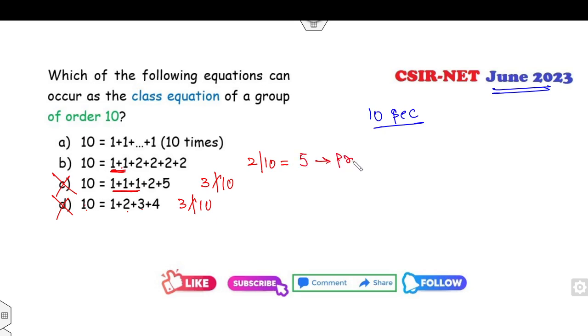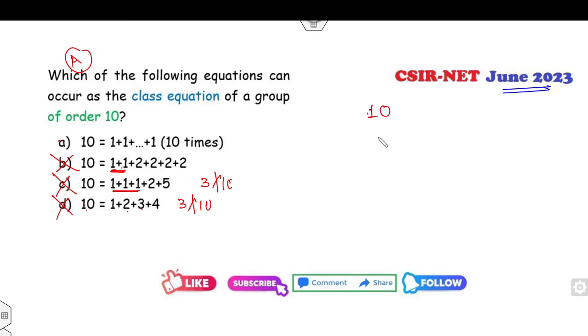5 is my prime. That means cyclic, that means it's abelian. Once it is abelian, that means it's a unique group. So that means only the 1 1 1 is the right answer. So that means only the first one, A, is my correct answer. How many seconds you needed? So I hope you have understood the way I have been solving them.